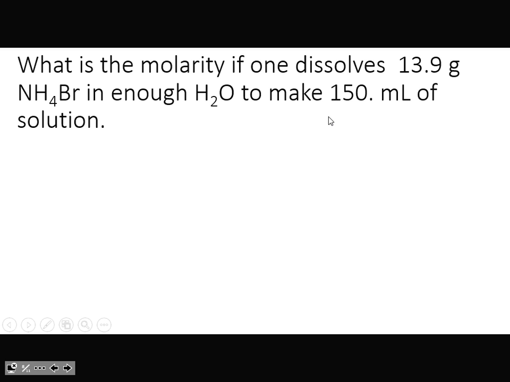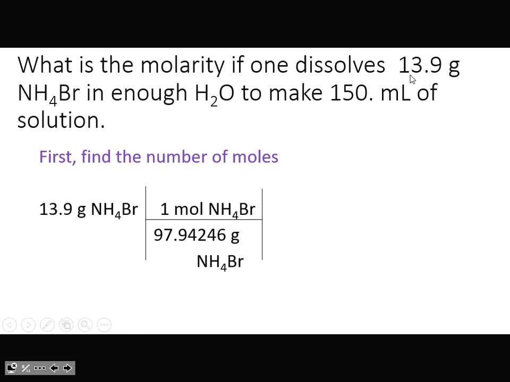Welcome back, folks. Here we go. We need to first find the number of moles. So I'm going to take this 13.9 grams and flux capacitor that into moles. Here's my conversion factor, 1 mole of ammonium bromide over 97.94246 grams of ammonium bromide. Do I get a cancel? Yes, I do. I've now converted this into 0.14192 moles of ammonium bromide.